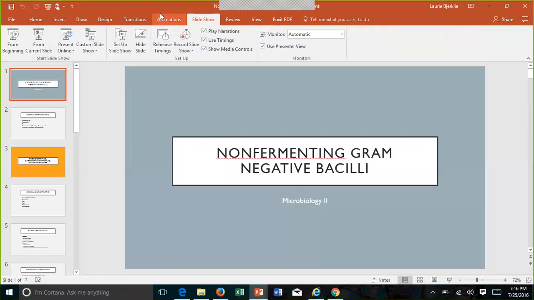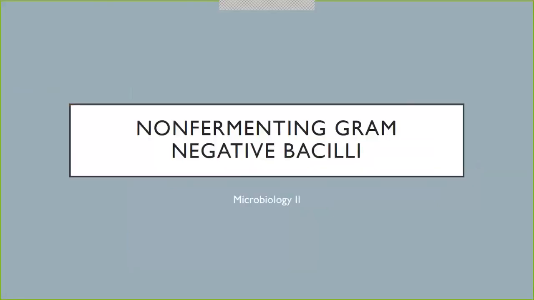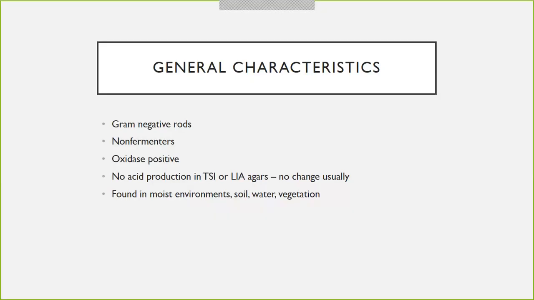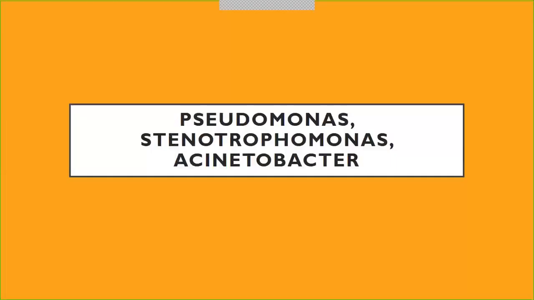Put it in slideshow form. Okay. So these, again, are going to all be gram-neg rods, and these are very well-known non-fermenting gram-neg rods. So that is why they are grouped together. They are also all oxidase positive in this PowerPoint as well. So this whole week was oxidase positive gram-neg rods. So typically, because they're non-fermenters, they won't really change TSI, LIA agars with acid production, and most of these are going to be found out of the environment with our soil, water, or vegetation.